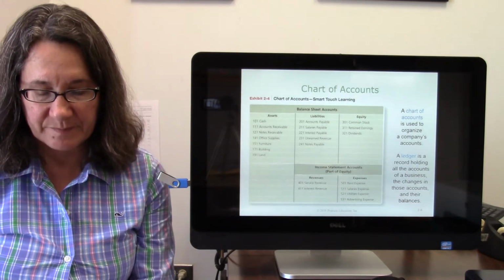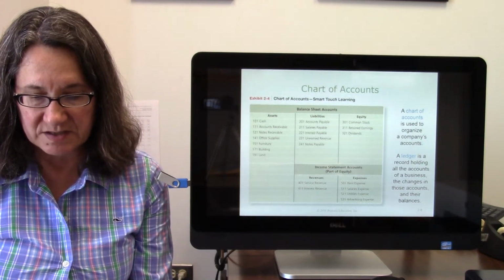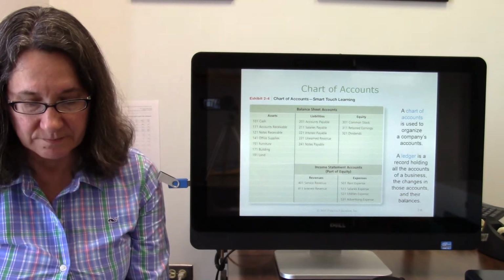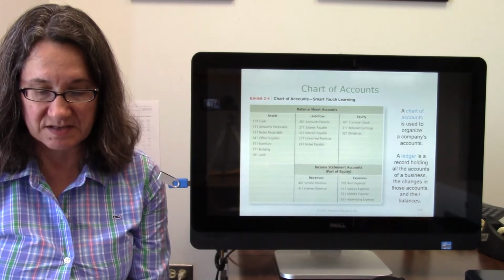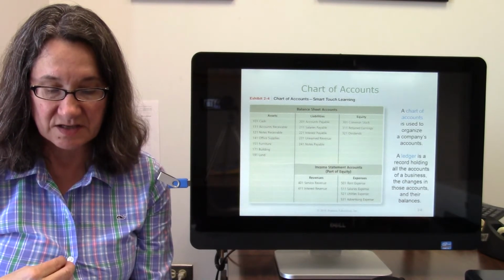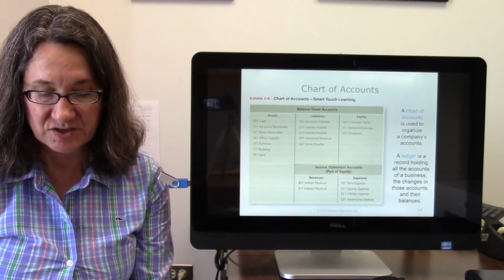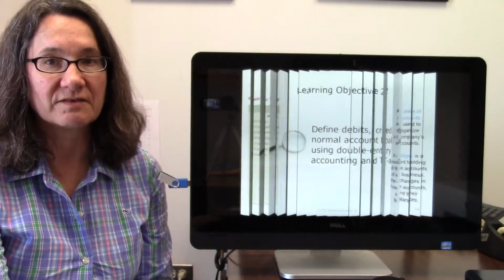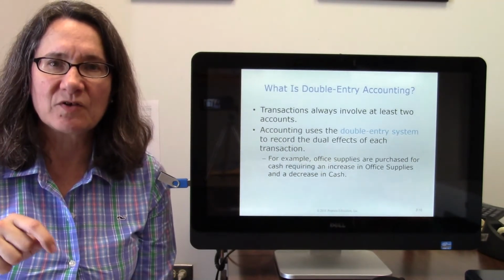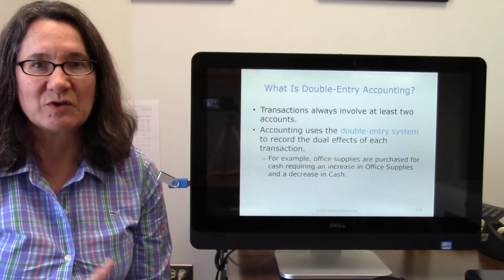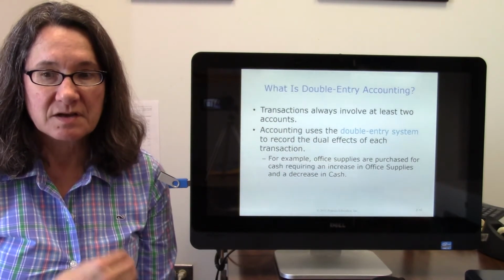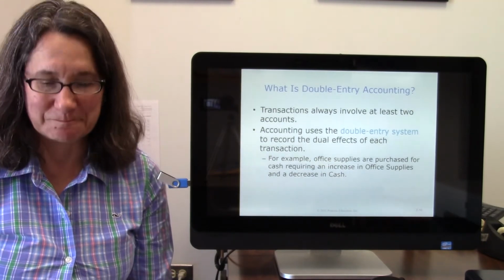In addition to a chart of accounts, companies need a way to show increases and decreases. A ledger is used to complete this task. A ledger is the collection of all the accounts, the changes in those accounts, and their balances. A ledger provides more detail than a chart of accounts. Just think of it as keeping the books. We've heard of keeping the books, right? You're keeping books for the company. The accountant is the bookkeeper. Well, your ledger, that's the books that you're keeping.